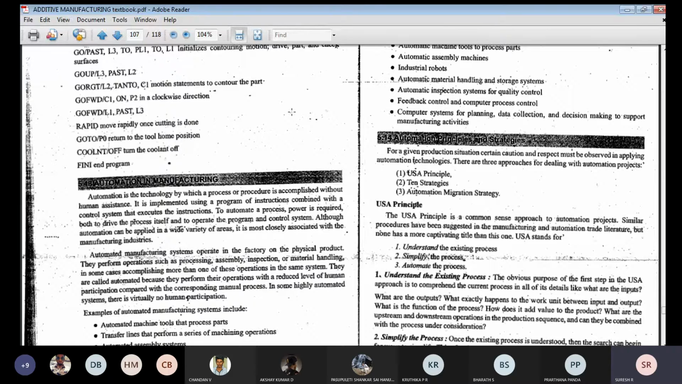See, one small example we can tell. If you check out the manufacturing industries, earlier, for each and every stage the employees were required and arranged over there. They would assign the work to them, and they did the work individually.